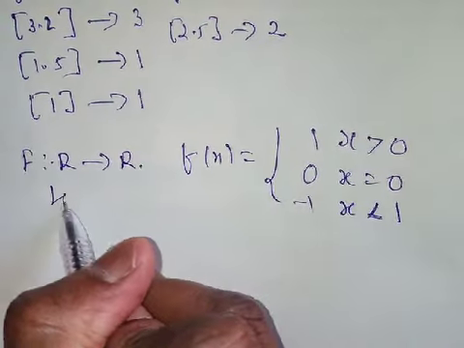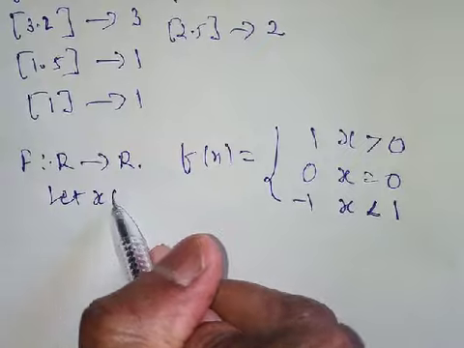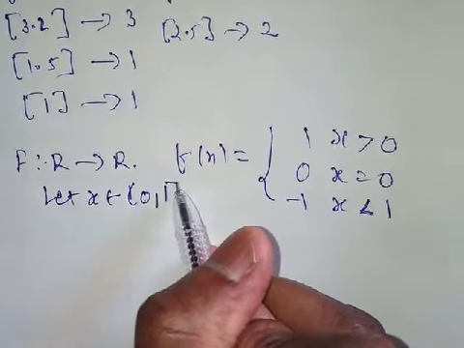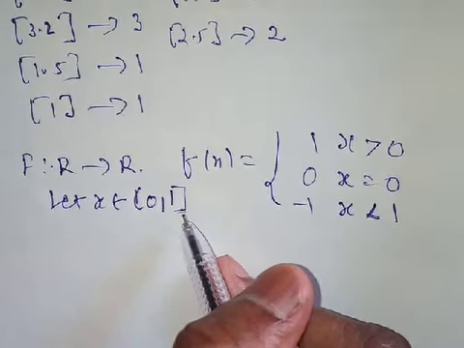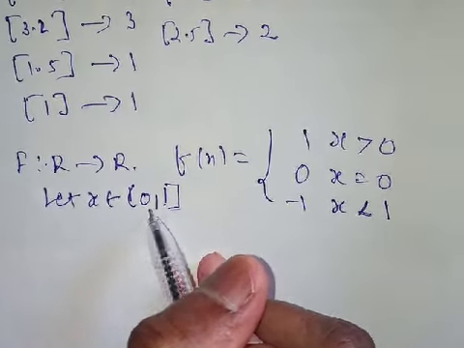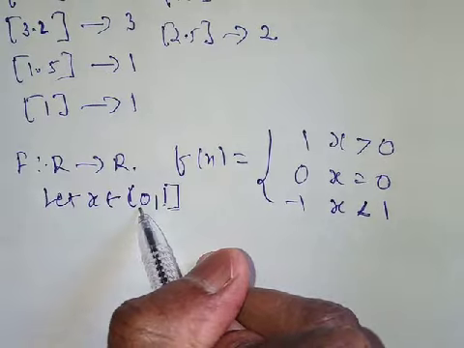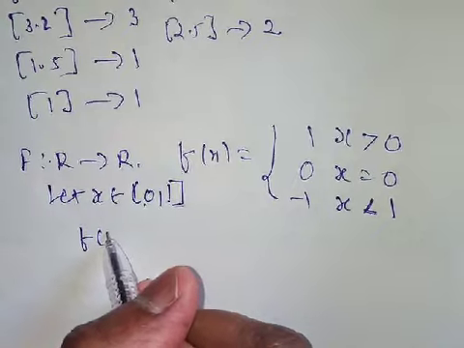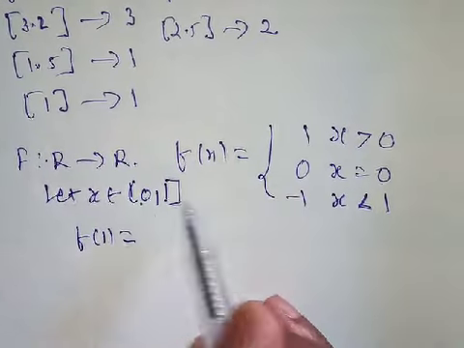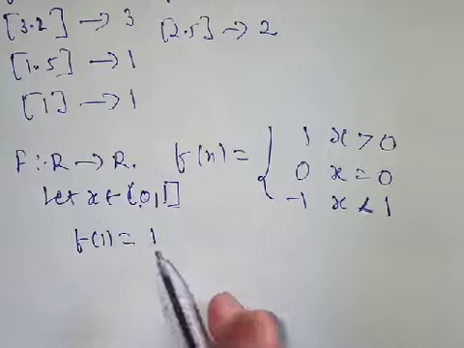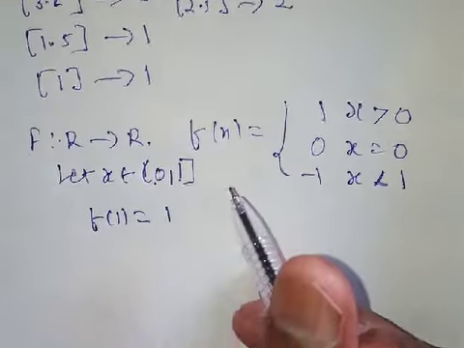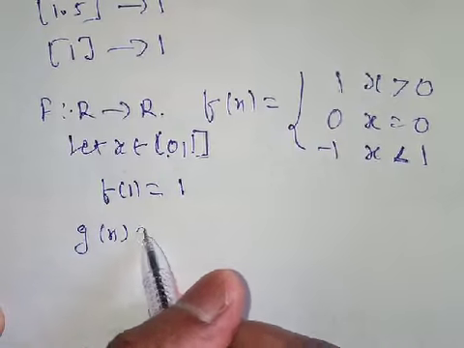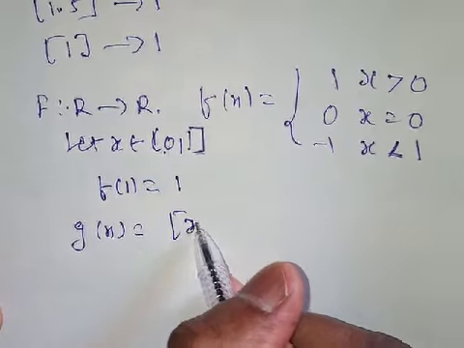So let x belong to the interval (0, 1]. It means that 1 is included, 0 is not included. So let us check for f(1). So f(1) will be equal to 1. And here the greatest integer g(x) is defined as the greatest integer.